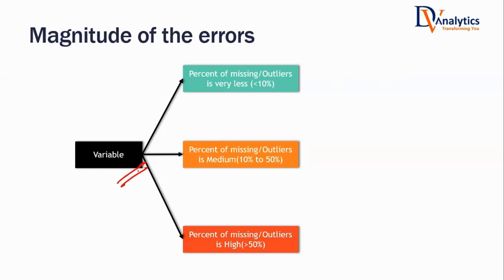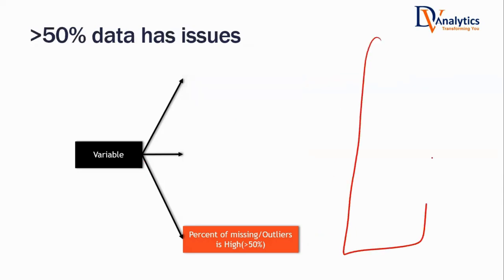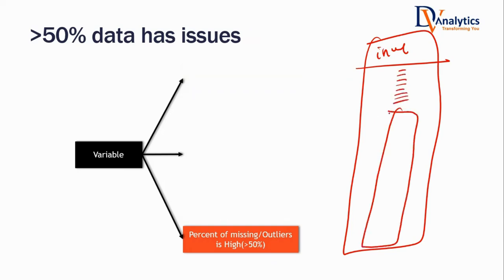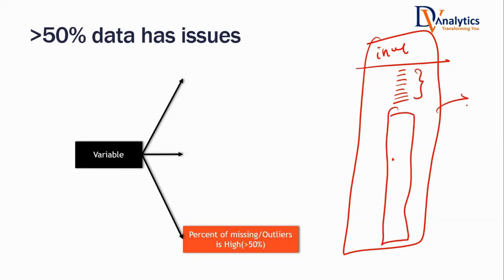You take a variable. All of you listen to this carefully. If the errors are less than 10%, you follow one path. If the errors are more than 50%, let us say you have a data set in which more than 50% are missing or outliers. For example, you have income, only 30% values are available, the remaining 70% are missing. What will you do? Is it a good idea to take the average of this 30%, fill this whole thing with that average and go ahead with analysis? Is that a good idea? Tell me honestly, what do you think?